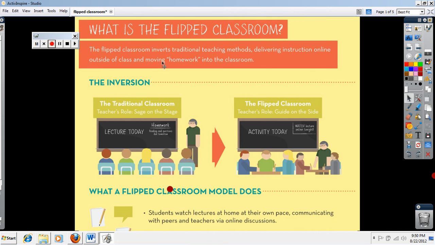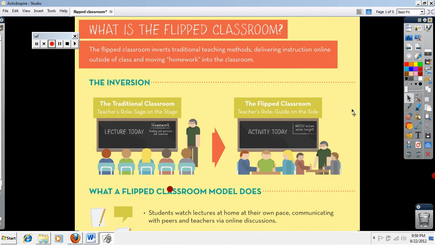So the traditional classroom setup is that the teacher's role is a sage on the stage, meaning the teacher would stand at the front of the room, deliver content and lecture, and then send the kids home with that one-time information, and they'd have to complete homework at home on their own independently.